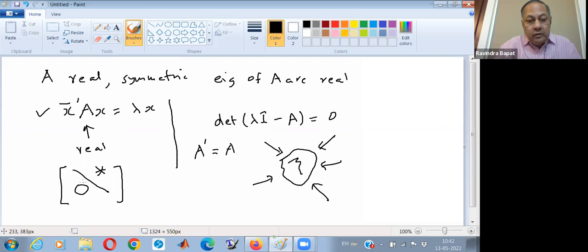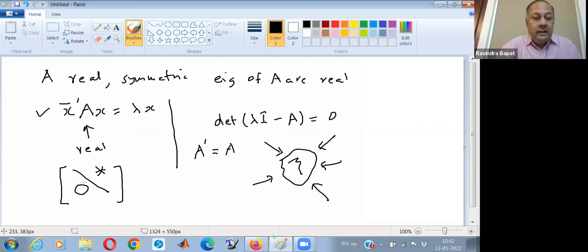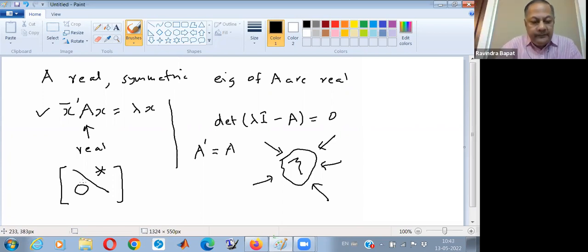So you are saying it should be similar? If it is similar to such a matrix, then also it will have real eigenvalues. But still, I am not saying it is necessary and sufficient. No, it's just sufficient. Yeah. So there is no necessary and sufficient condition. Okay, so what was the Jordan canonical form?